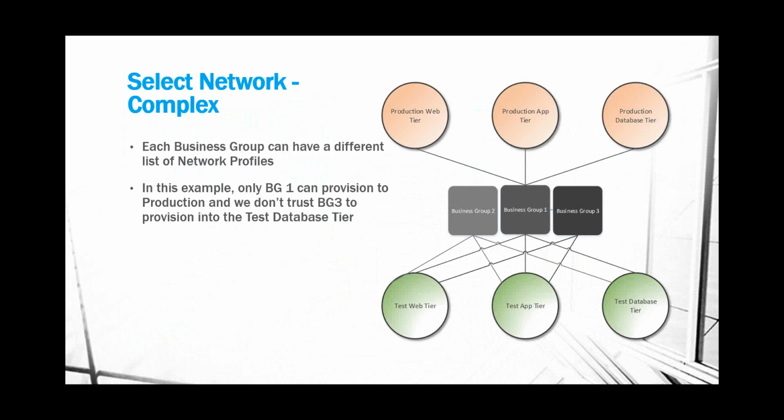So in this case, we've got 3 different lists of networks, 1 for each of my business groups. Business group 1 has 6 networks, business group 2 has 3, business group 3 only has 2 networks that it can provision to.